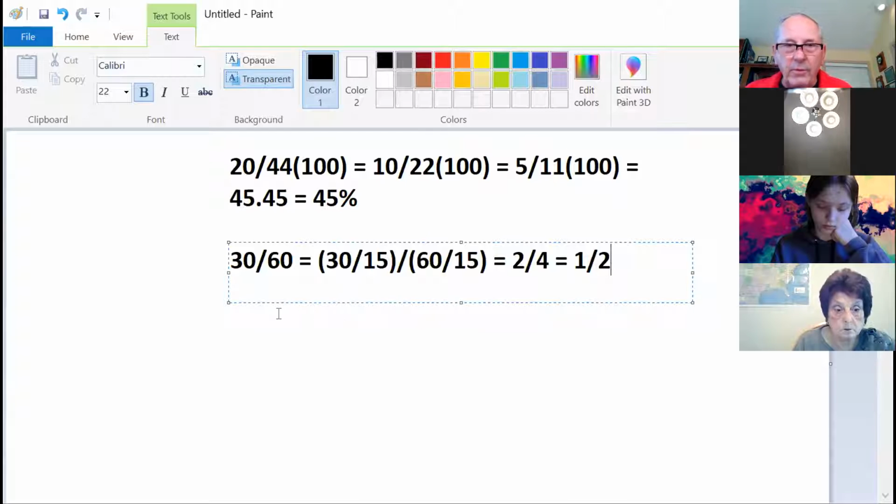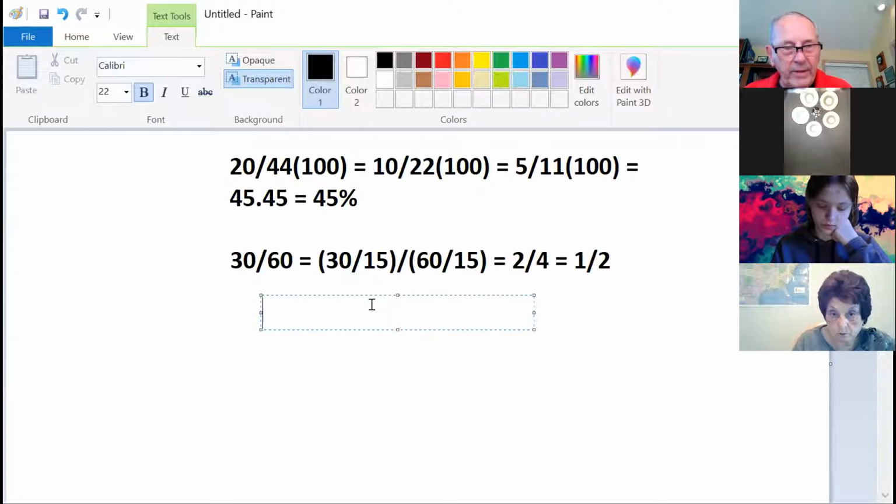So the ratio is 1/2, or it's 1 to 2. Like I say, you can call it 1 to 2, you can call it 1/2, or you can call it 50%, right? It's all the same thing. That makes sense? That's what we're doing, okay?